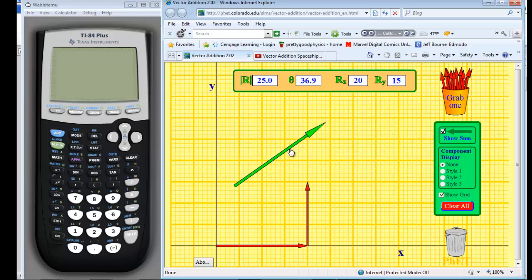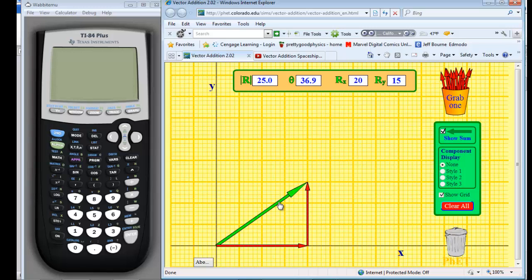Here is the answer. The answer is this green arrow. Now this green arrow, you notice, says it's 25 long and at an angle of 36.9 degrees, which would be this angle in here, common to the x-axis. It also tells me that it has an x of 20 and a y of 15, which you can obviously see. It goes over 20 and comes up 15. This is called the resultant.